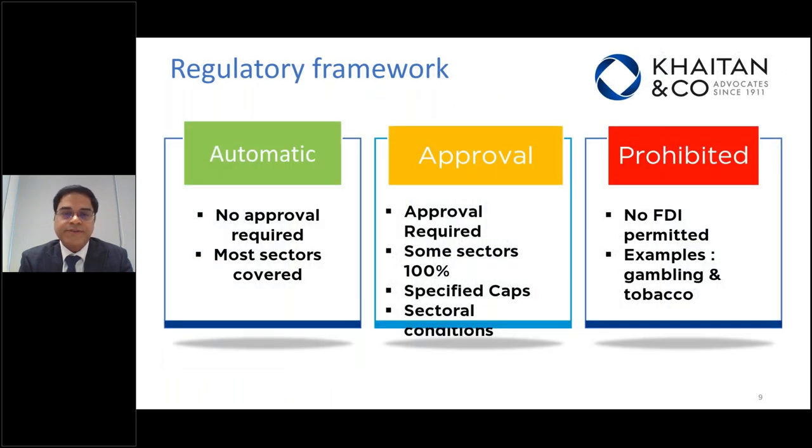Now, in terms of the policy framework which I just discussed, for any investment in India, we have to first see in which sector the investment is coming and what is the law around that. So whether any foreign investment is allowed and in what manner, whether it is allowed under the automatic route, whether it is allowed under the approval route, or whether no foreign investment is allowed in this sector. For that, we have to refer to the policy framework which we just discussed.